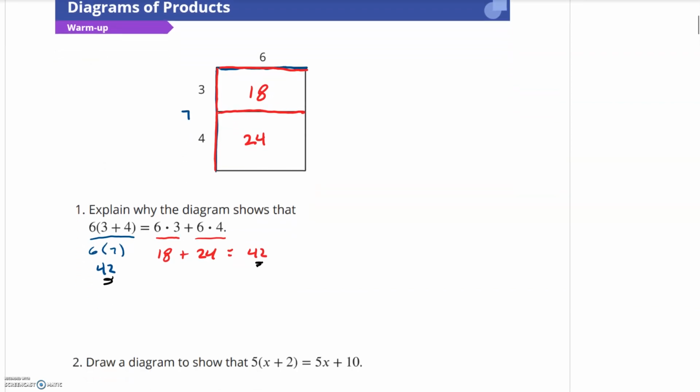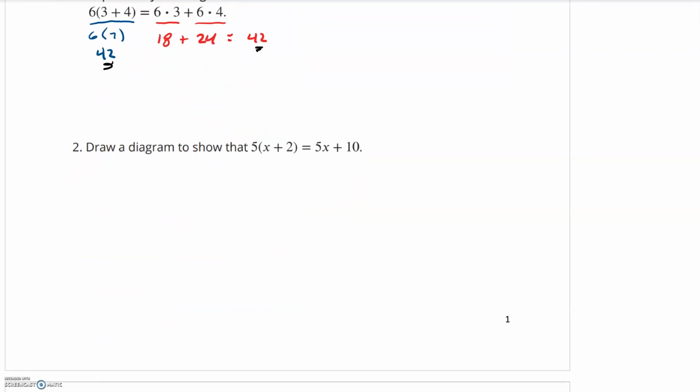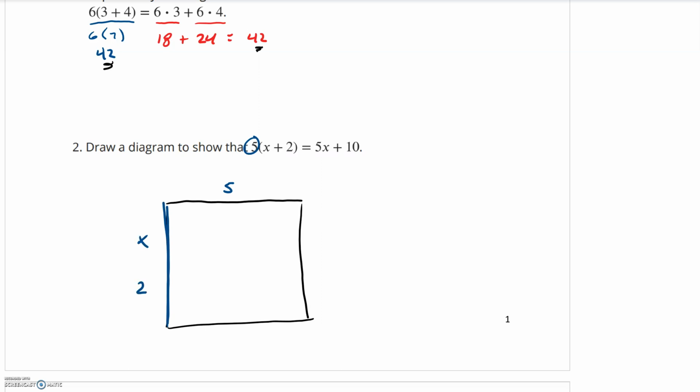Okay, now when we come down here, we're asked to draw a diagram that shows that 5 times the quantity x plus 2 is equal to 5x plus 10. So we're going to draw a rectangle. And I know that one side length has to be 5, and then the other side length must be x plus 2.